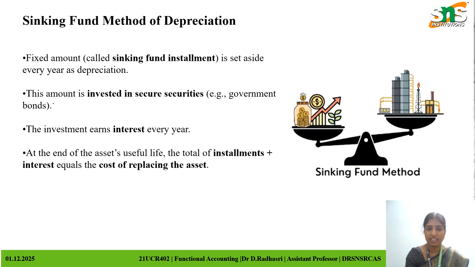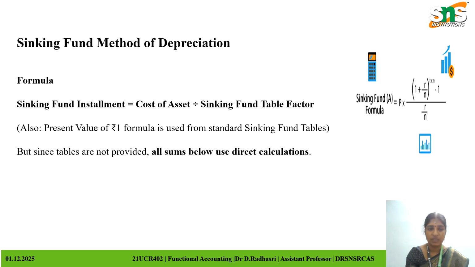At the end of the asset's useful life, the total of the installments plus interest is equal to the cost of replacing the asset. In that way, the investment earns interest every year. Next, we have seen the formula that can be used for the sinking fund method.